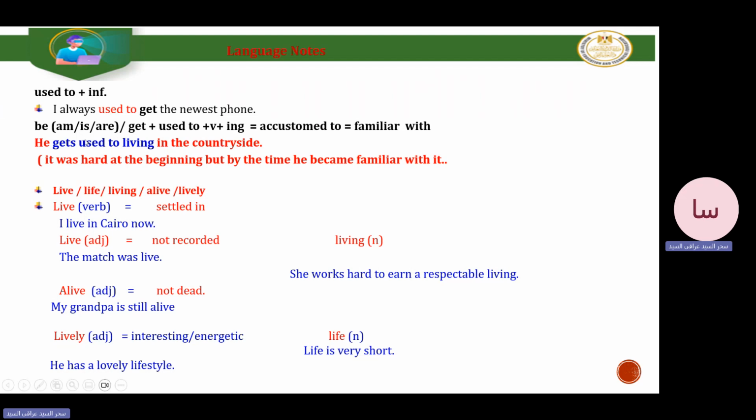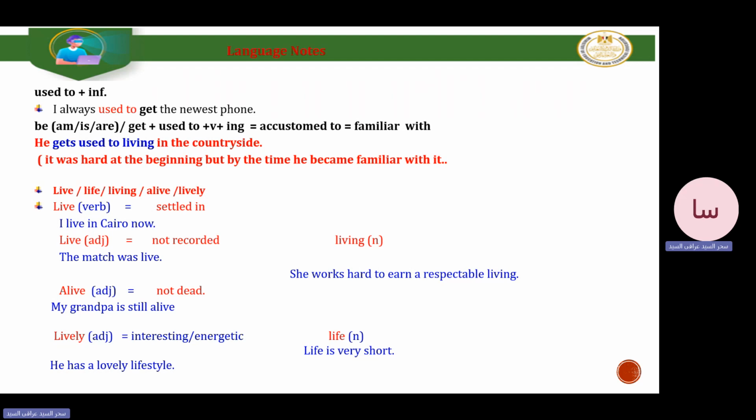So if we put the verb to be or get in front of used to, we have verb plus ing after it, and it means accustomed to something or familiar with it. It means that it was hard at the beginning to do something, but by the time I become familiar with it, it becomes easy for me. Okay, now let's move to another point.